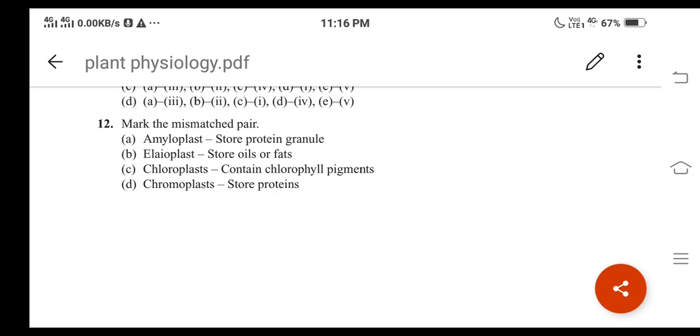And with this, the discussion of multiple choice questions on transport in plants is over. I will stop here.